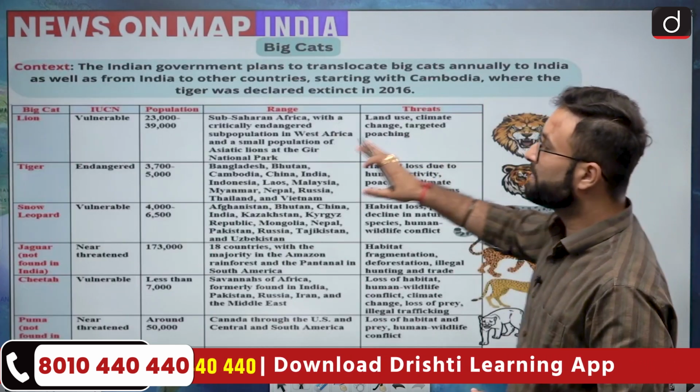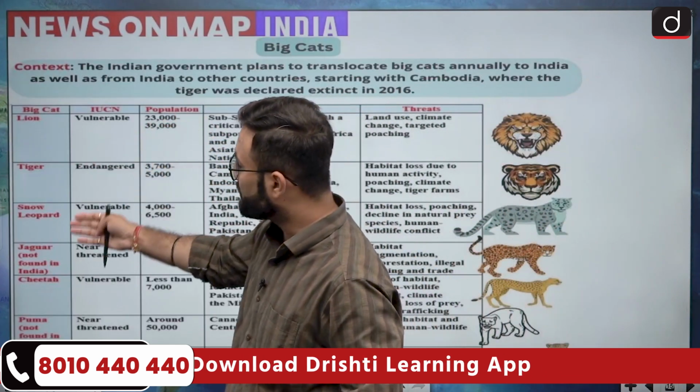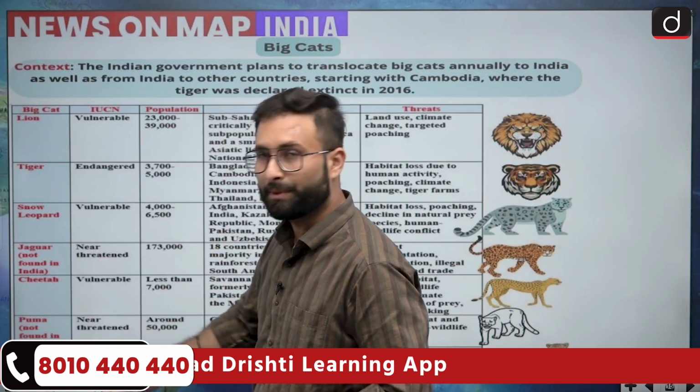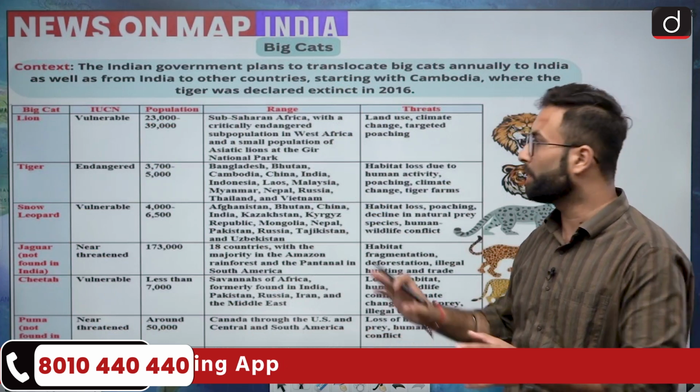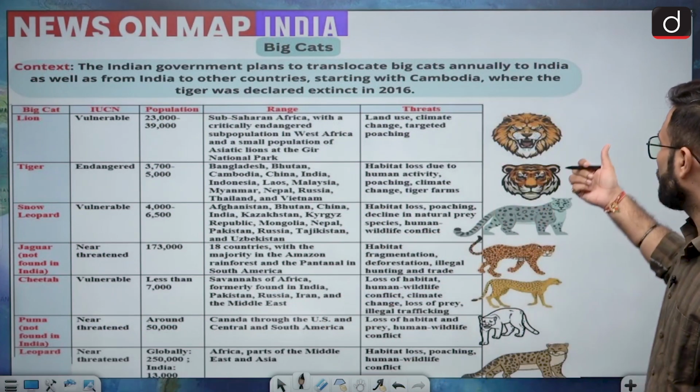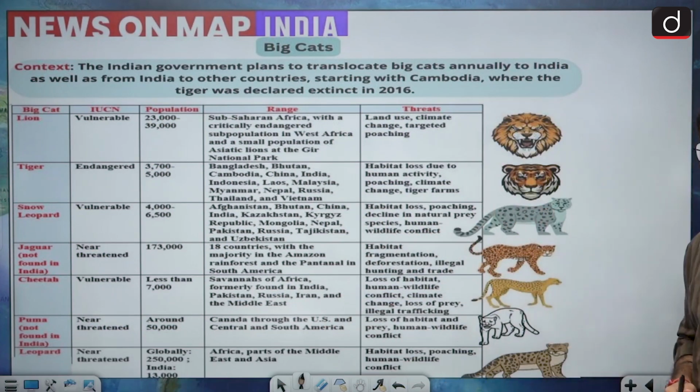Here these are the species which are given: lion, tiger, snow leopard, jaguar, cheetah, puma and leopard. So their habitat ranges are given over here. If you want, you can go through this. There are pictures also given so that you can identify them. You can take a screenshot if you want.